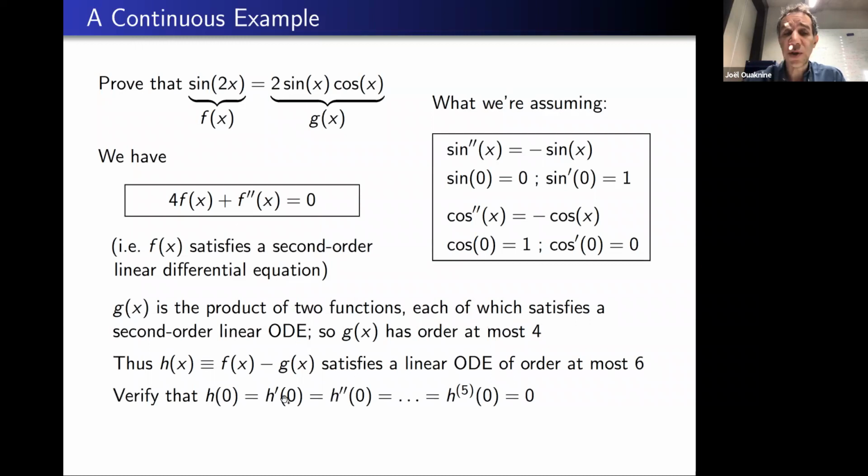Now all you need to do is verify that h of 0, h prime of 0, h double prime of 0, all the way up to the fifth derivative of h at 0, are all 0. So you have 6 things to verify because it's order 6. You immediately derive these higher derivatives from what's in the box, so you can verify these things. Then you can invoke Picard's theorem to say there's a unique solution. And because the 0 function satisfies this differential equation, and h is 0 on its first 6 derivatives, including the 0th derivative, it must be identically 0. So you conclude that h of x is identically 0, in other words, that f of x is identically equal to g of x.